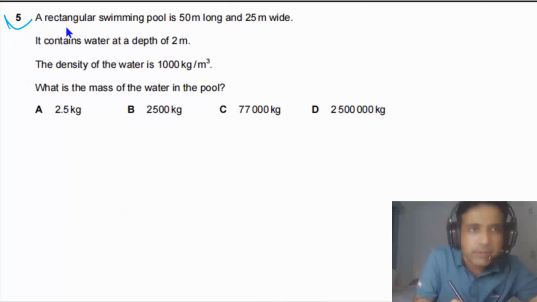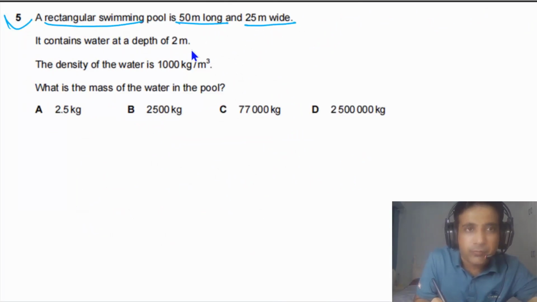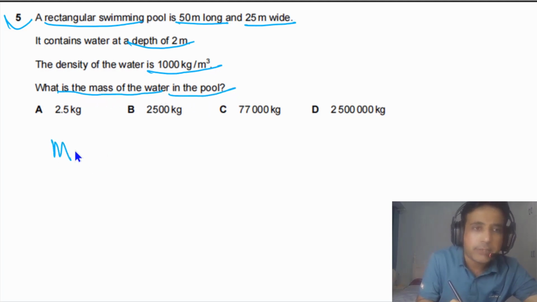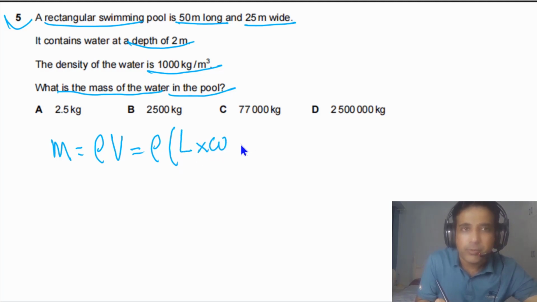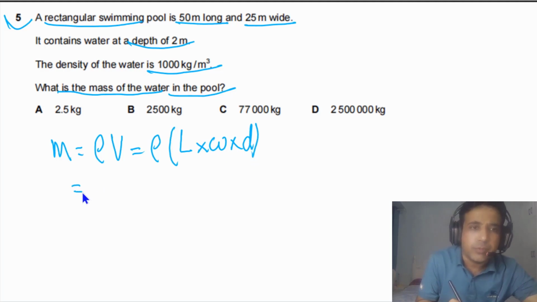Question number 5 says a rectangular swimming pool is 50 meters long and 25 meters wide, and the depth of water is 2 meters. The density of water is 1000 kgs per cubic meter. We need to find out the mass of the water in the pool. So simply, mass is equal to density times volume. Volume will be equal to L times W times depth. Now simply you need to multiply these quantities.